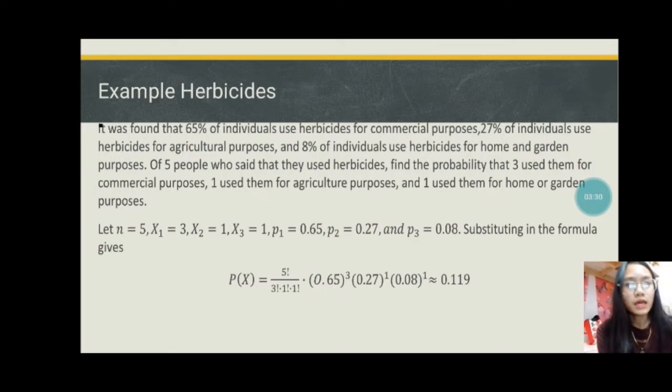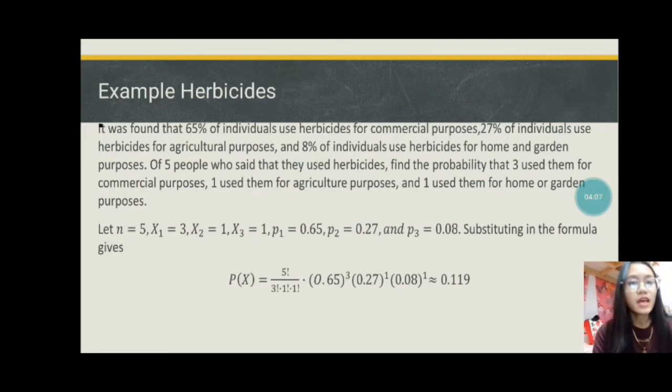For example, in herbicides, it was found that 65% of individuals use herbicides for commercial purposes, 27% of individuals use herbicides for agricultural purposes, and 8% of individuals use herbicides for home and garden purposes. Of 5 people who said they use herbicides, find the probability that 3 use them for commercial purposes, 1 uses them for agricultural purposes, and 1 uses them for home and garden purposes.